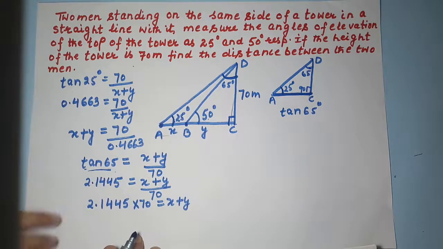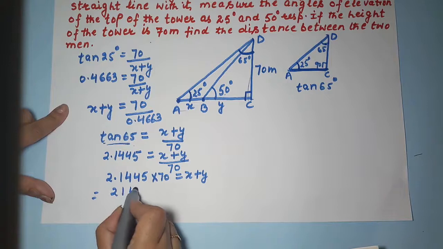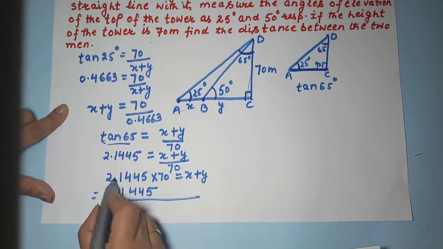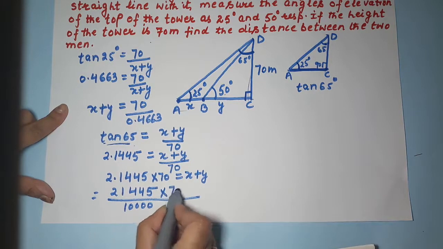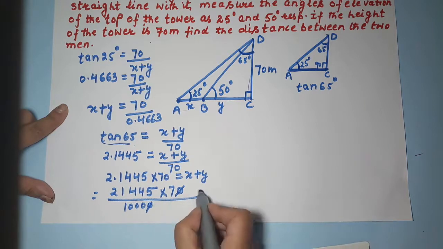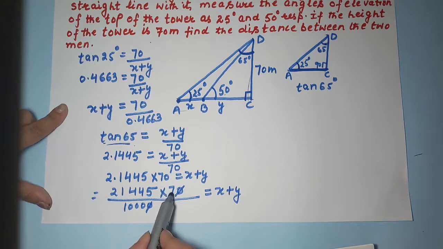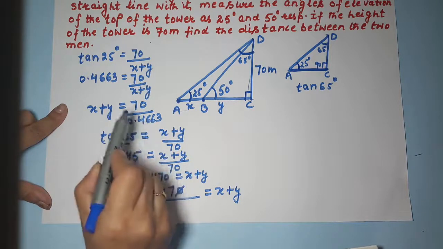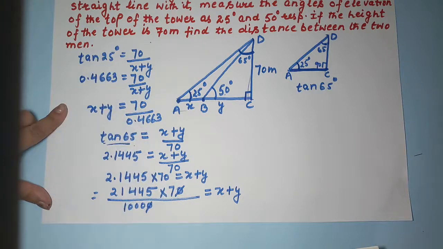Right? Now, if I write this as 21445 and shift this 1, 2, 3, 4 into 70, 1, 0 and 1, 0 will go, is equal to x plus y. Isn't it simple for me to multiply this and then divide by 1000 rather than operating this? Right? That is why we apply this trend when we have something like this, right?